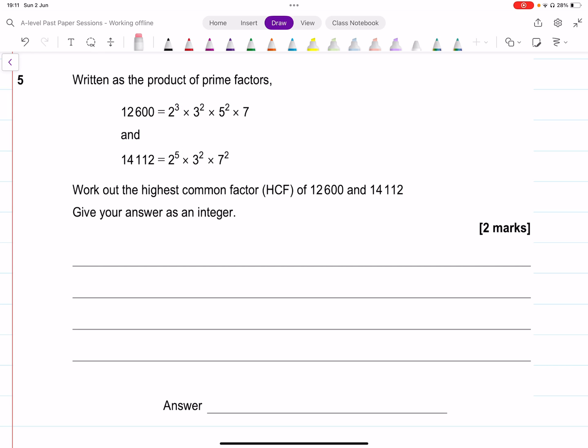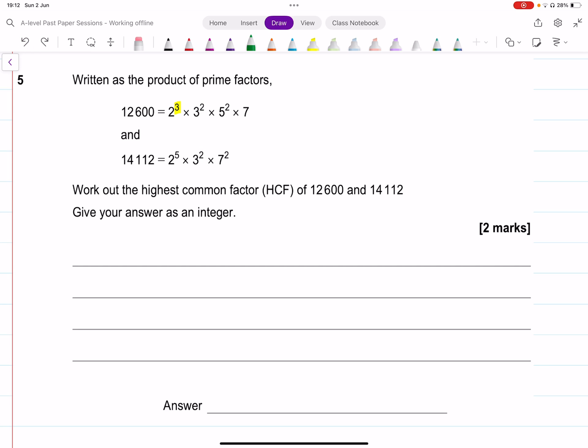So 2 is a common prime factor. Take the lower power, take the smaller power. So you have 3 here, that's the smaller power out of 3 and 5. And then for 3, the smaller power, well, both of them are equal. So you can take any of them. You can take 2 from here or from here.